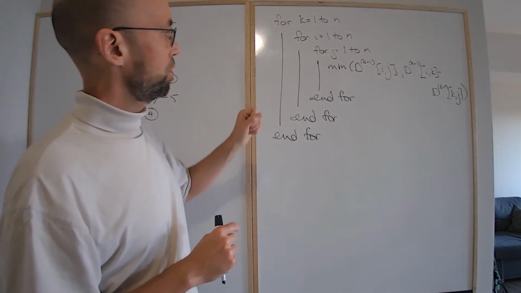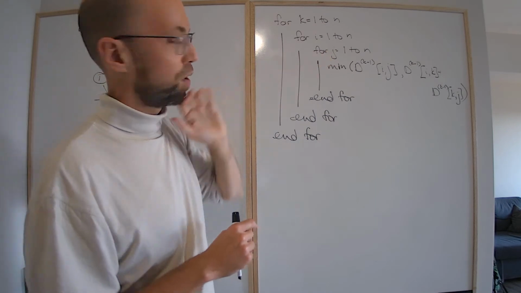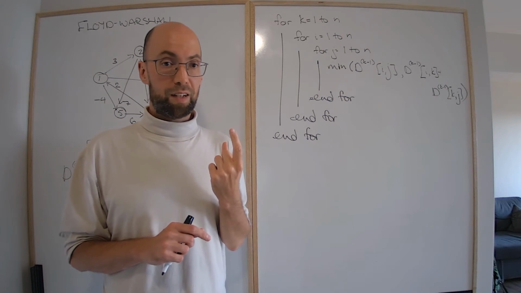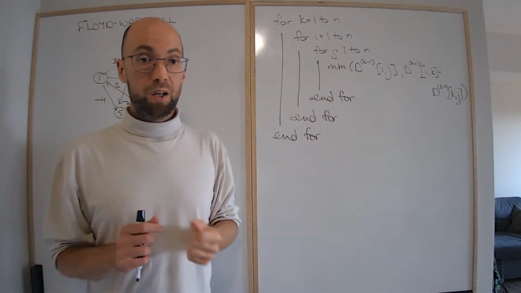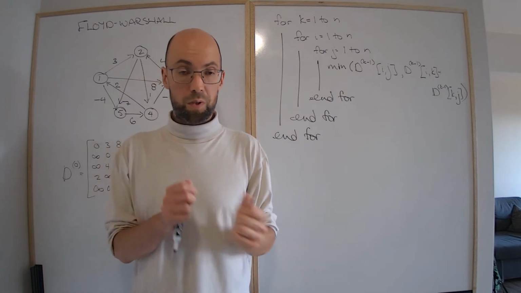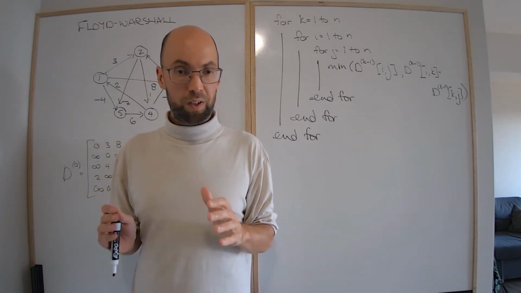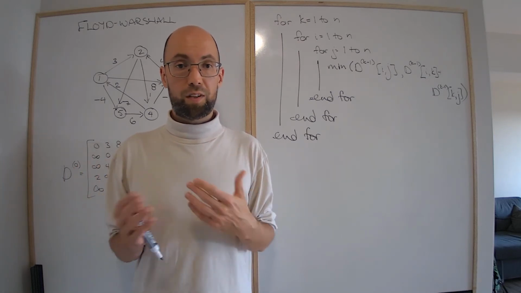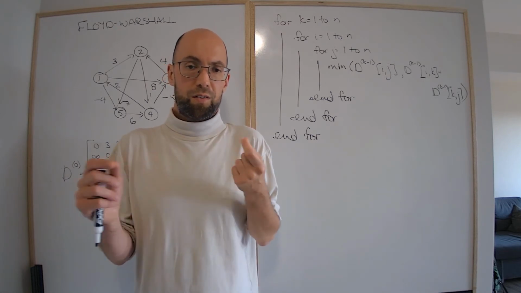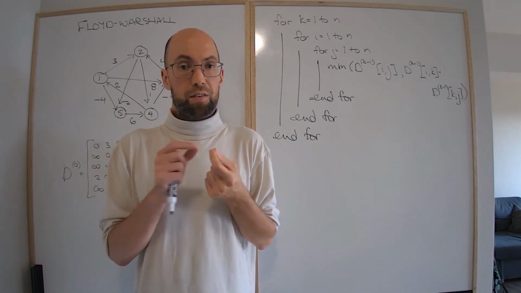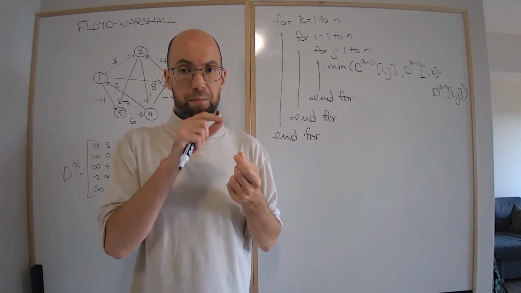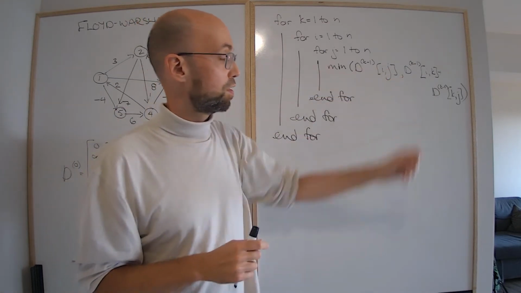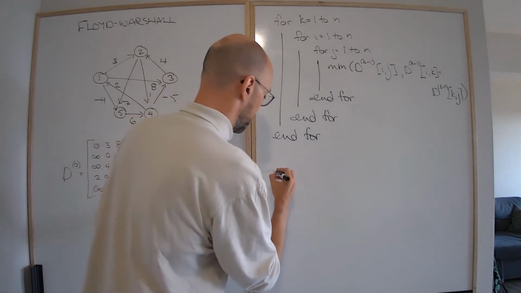So what are we doing? We're saying, if we're only allowed to use intermediate vertex 1, then we can either go straight from i to j, or we can go from i to 1 in one step, and then from 1 to j in one step. Because if there are no negative weight cycles, the shortest path is either direct or through 1. So we take the min of these two things. So let's compute D1.